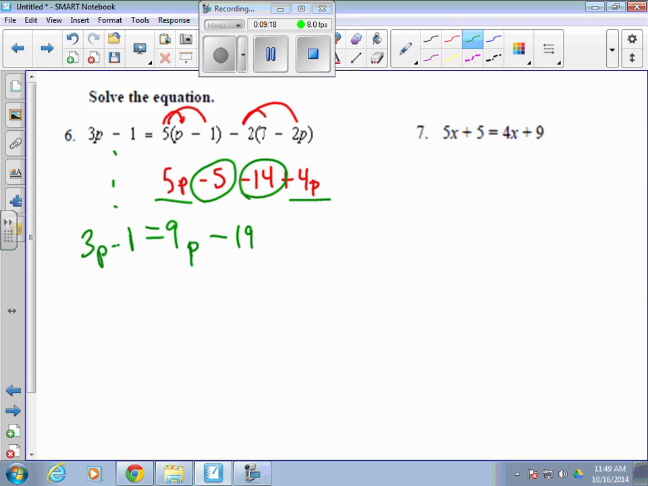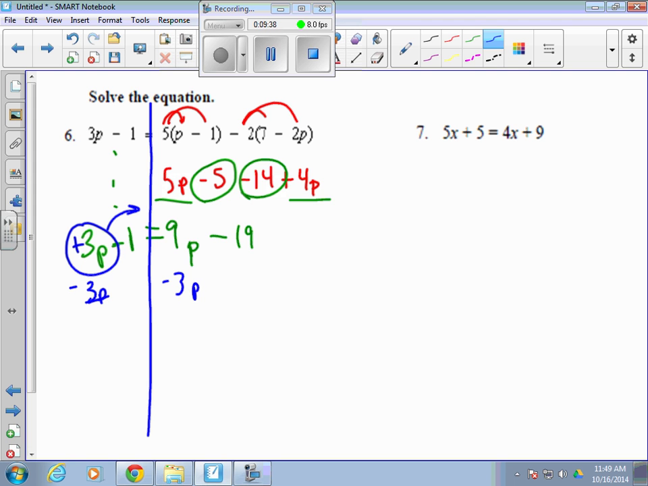Now we have an equation that has variables on both sides. Collect your variables on one side by bringing the smaller one over. It's positive 3p. We don't want to separate 3 and p by dividing by 3. We want to move the whole thing over. It's positive, so subtract 3p. If you do it to the left, subtract 3p on the right. 9p minus 3p is 6p. Bring the rest down, minus 19 equals, that cancels out, and you still have negative 1.